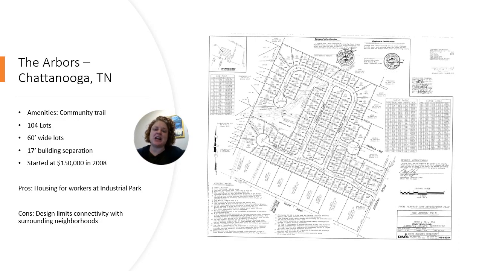This example in Chattanooga is a PUD that looks more like a conventional development. With 17-foot building separation, the homes are not much closer than the R1 zone required at the time, but the PUD designation did allow for some additional units to be built. It also resulted in a nice trail going through the neighborhood. The neighborhood provided very affordable homes starting at $150,000 back in 2008.